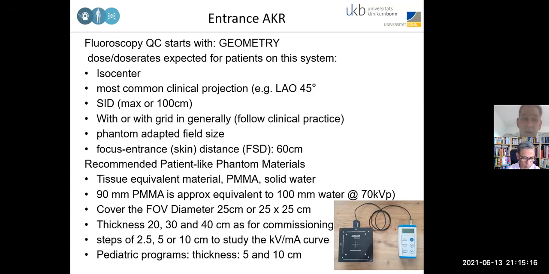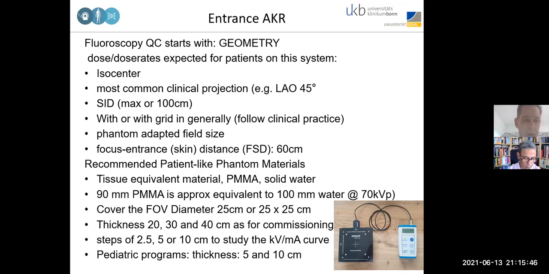Follow the clinical practice whether the grid is used or not. Adapt the field size to the phantom you are using, and make it not too large or too small. For the skin distance, I would usually recommend 60 centimeters, but you can also use 70 or 75. So what is actually recommended for patient-like phantom materials: tissue equivalent, PMMA, solid water, and water itself.